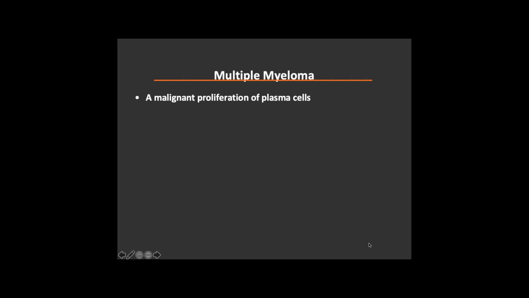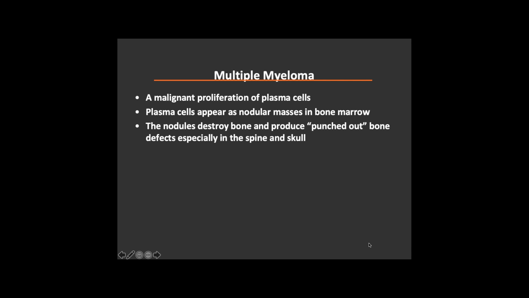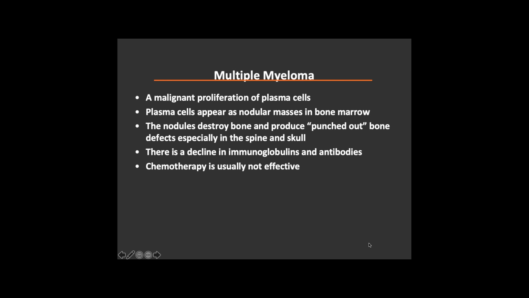Multiple myeloma. This is a malignant proliferation of plasma cells, and these cells are in mass in the bone marrow, and the nodules destroy bone and produce what's called punched out bone, so that you have basically holes in the bone, especially of the spine and the skull. And there is definitely a decline in immunoglobulins, and chemotherapy is usually not effective with this, and survival is approximately 3 years.